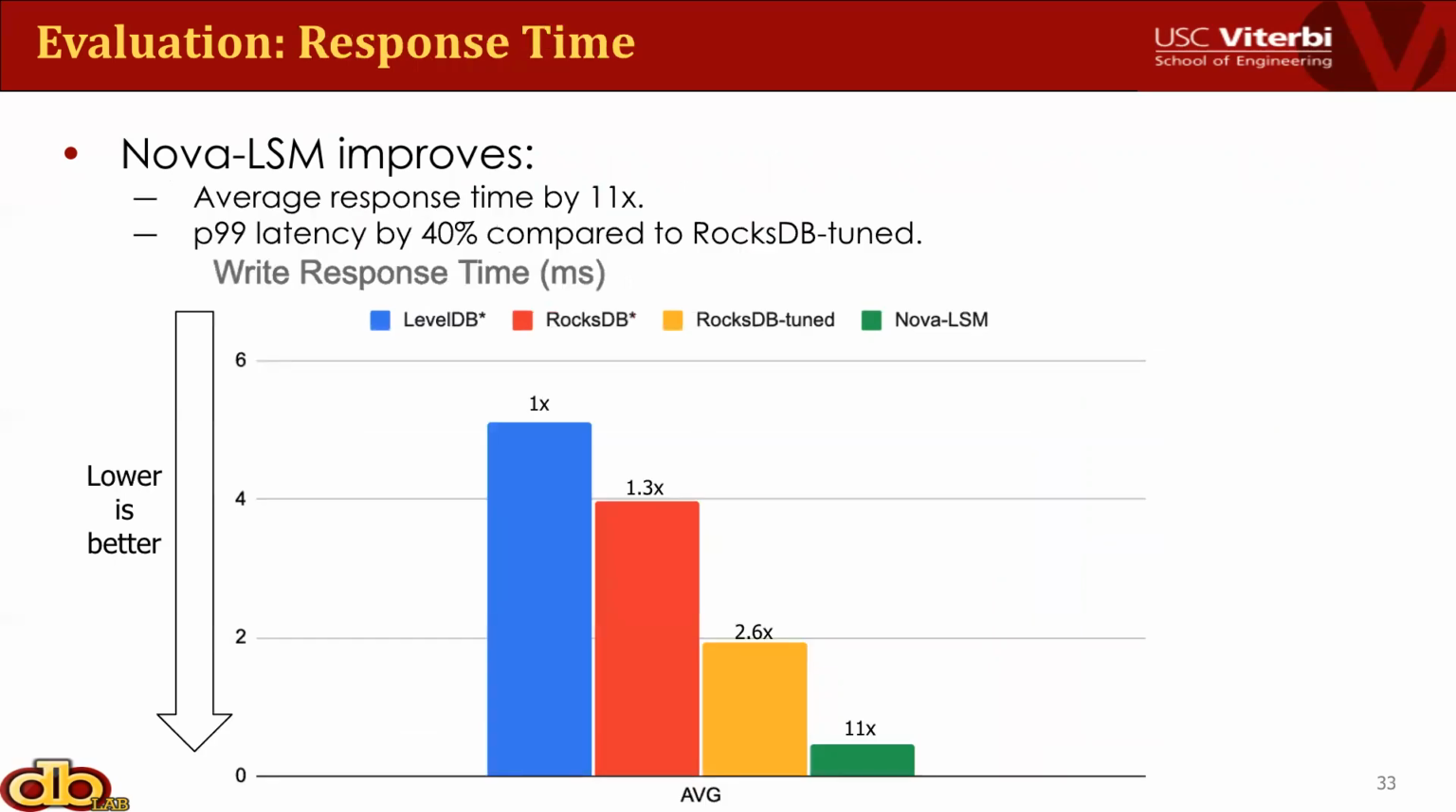We also compared the response time of Nova-LSM with alternative systems. It reduces the average response time for writes by 11x compared to LevelDB and 4x compared to the tuned RocksDB. It also reduces P99 latency by 40% compared to the tuned RocksDB.